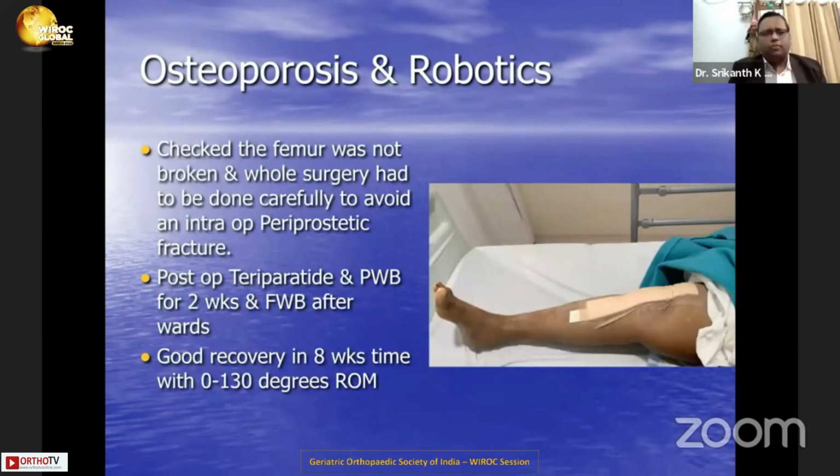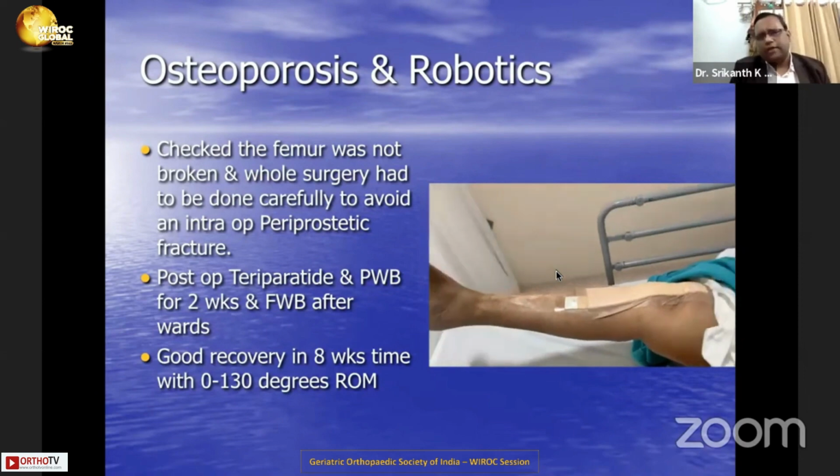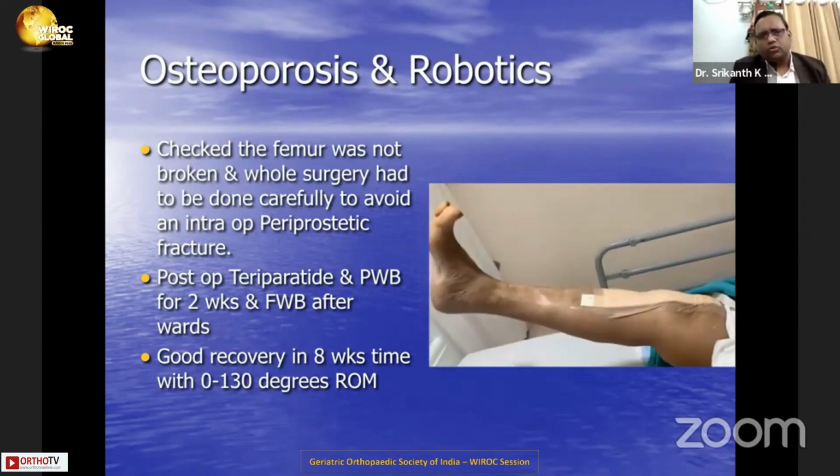To be cautious, I put her on partial weight bearing for 2 weeks and full weight bearing after that. She had a good recovery in around 8 weeks' time. She's got now 0 to 130 degrees range of movement. Immediately post-op in the recovery, she was able to do a straight leg raise, and also she was able to bend the knee up to 90 degrees.